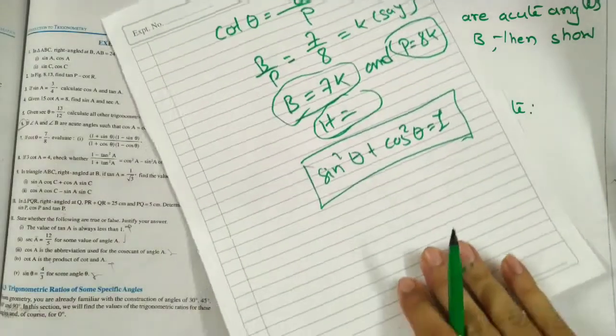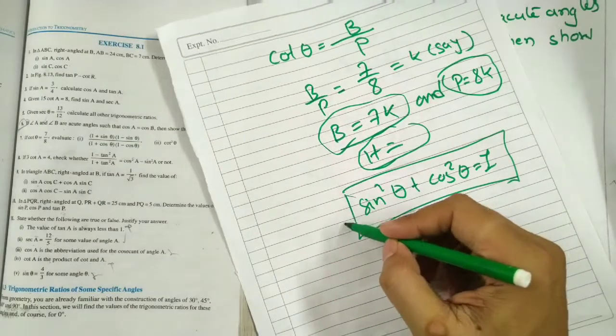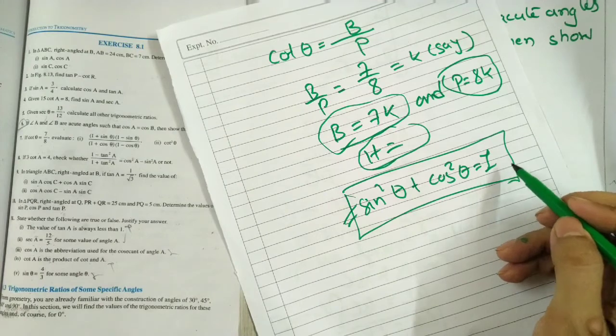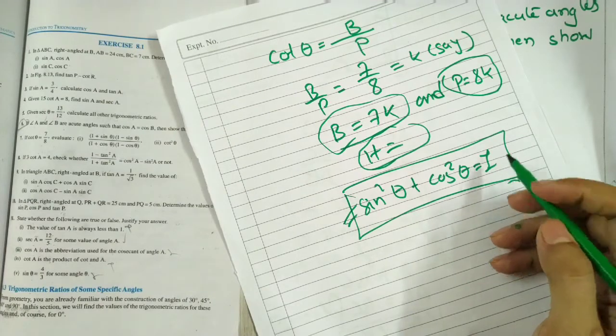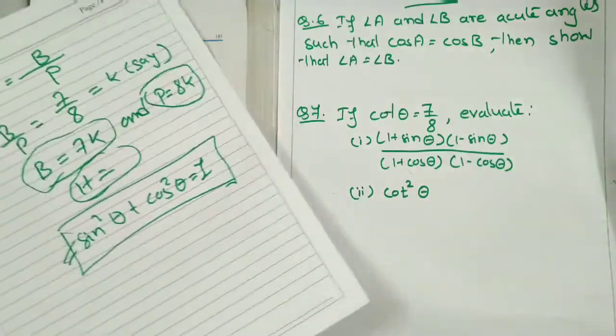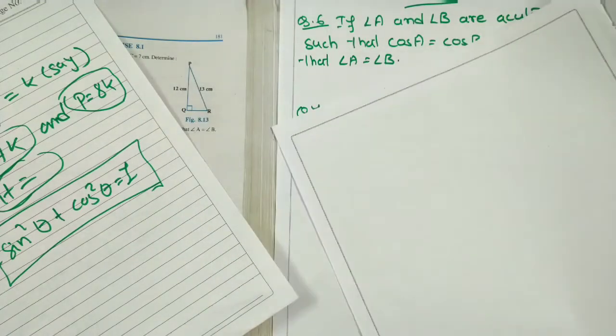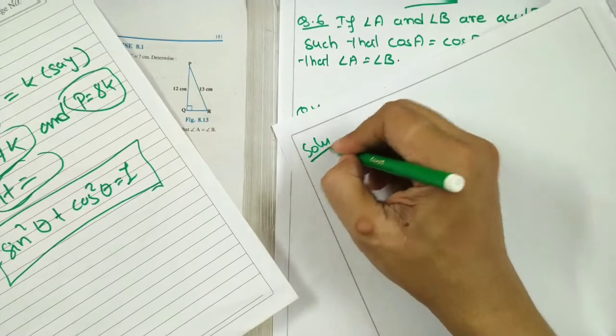Now the alternative method is we are going to apply one identity. The identity is sine square theta plus cos square theta equal to 1. This identity we are going to use here. Okay, now how to do it? See, this is also a very easy method. Okay, an easy method to solve it. So what we are going to do, solution for question number 7.